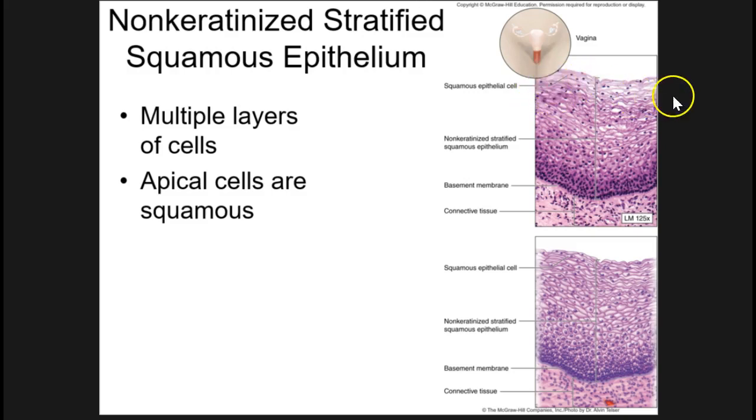So non-keratinized would be found in a place such as the vagina. It's also found in the esophagus, places that can be exposed to quite a bit of friction and need a lot of protection. And thank goodness this is non-keratinized, otherwise we would be sloughing skin from our vaginas, and that would be very unpleasant. So, yes, I know, it's gross. It's gross to think about.